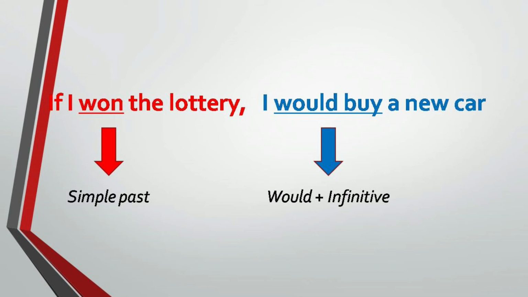Here we can see the structure clearly. If I won the lottery, that's simple past, I have used simple past form. I would buy a new car, that is would plus infinitive, that is the base form of the verb. So if I won the lottery, I would buy a new car.